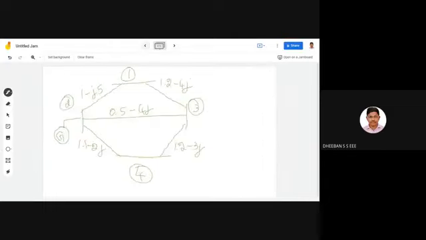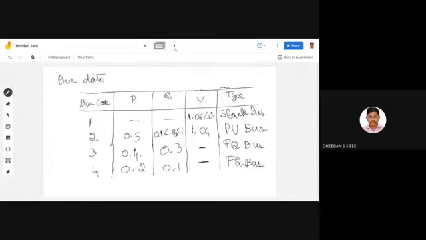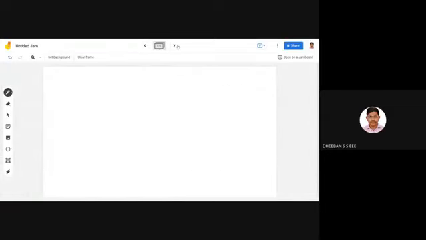And so this is your single line diagram. So now we'll be moving towards your solution. And for your easier understanding, I'll be again drawing the single line diagram.